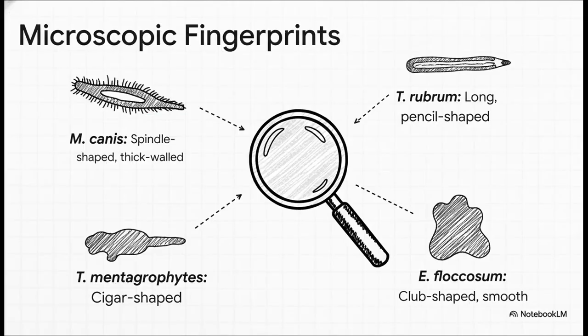And here is where we can get a positive ID. When we grow these fungi in the lab, they produce these reproductive structures called macroconidia, and their shapes are as unique as fingerprints. Seriously. Whether it's the long pencil shape of T. rubrum or that thick-walled spindle of M. canis, this microscopic evidence is often what lets us definitively name our suspect and close the case.